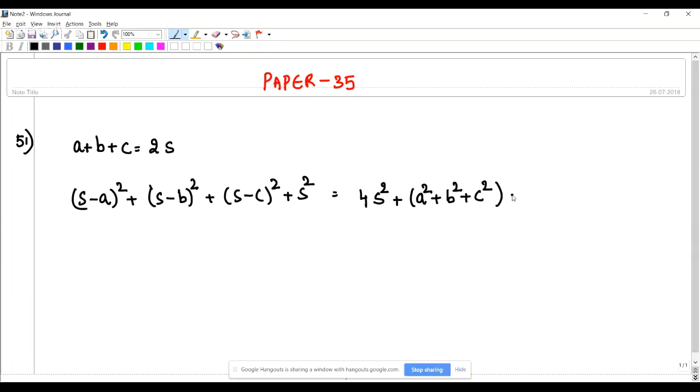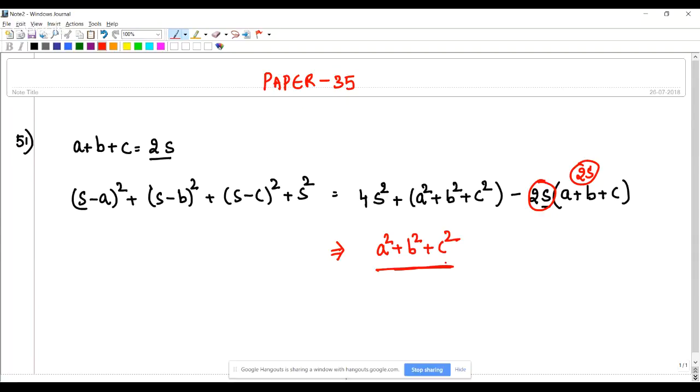So you will be getting minus 2as, 2bs, 2cs. So 2s if you take common, you will be getting a plus b plus c. So if you substitute a plus b plus c, it is 2s. If you substitute 2s in this, 2s into 2s will be 4s square. 4s square, s square gets cancelled. So you will be getting a square plus b square plus c square as your answer. That's your 51st one.